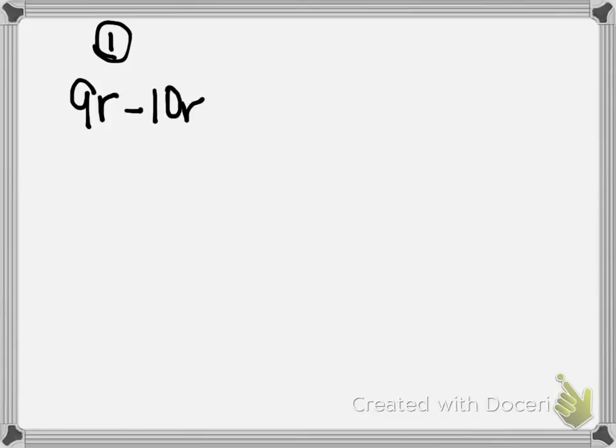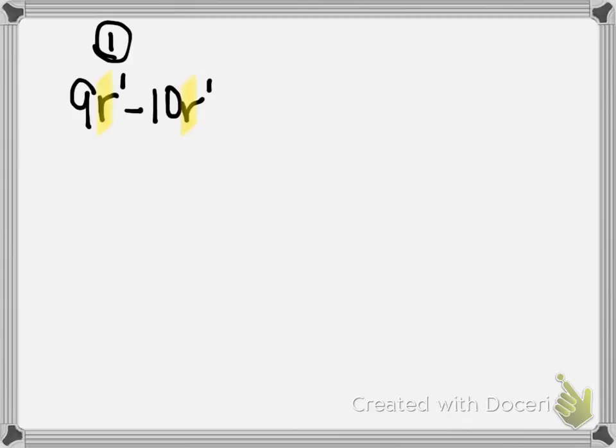So right now I'm looking at number 1 on 1/6 simplifying algebraic expressions, and I'm looking at 9r minus 10r. Now what makes these like terms is they both are an r to the first power. Remember, if there's no exponent, there's an understood one there. So I have 9 r's, and I'm going to subtract 10 r's.